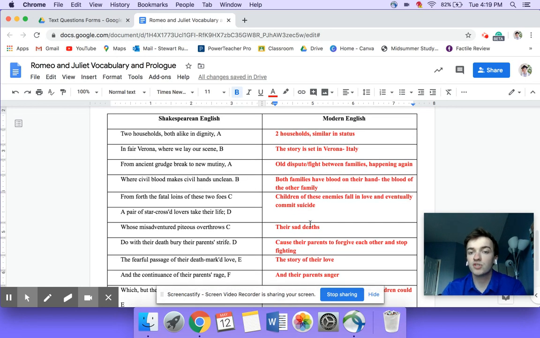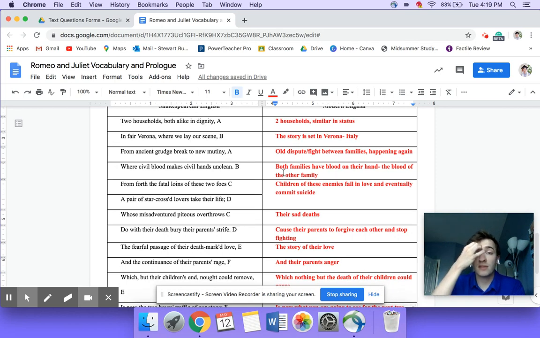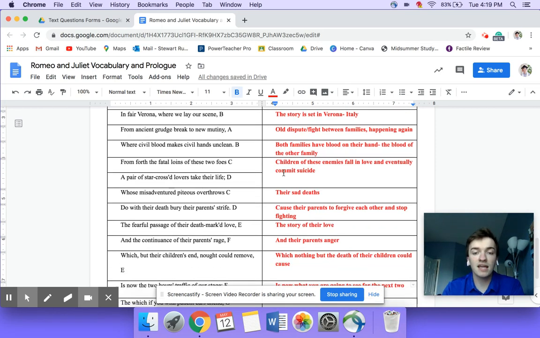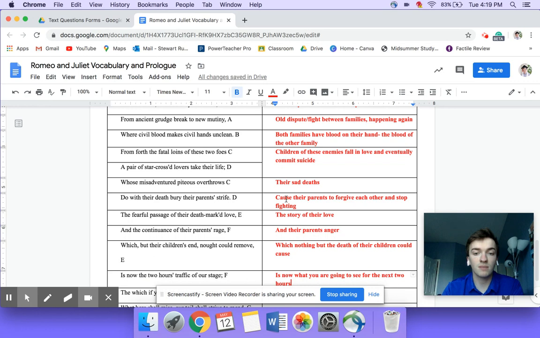So there's two households similar in status. The story is set in Verona, Italy. There's this old fight between families. It's now happening again. It has broken out into this new dispute. Both families have blood on their hands, the blood of the other family, and the children of these enemies will eventually fall in love and then will eventually commit suicide. Their sad deaths cause their parents to forgive each other and stop fighting.